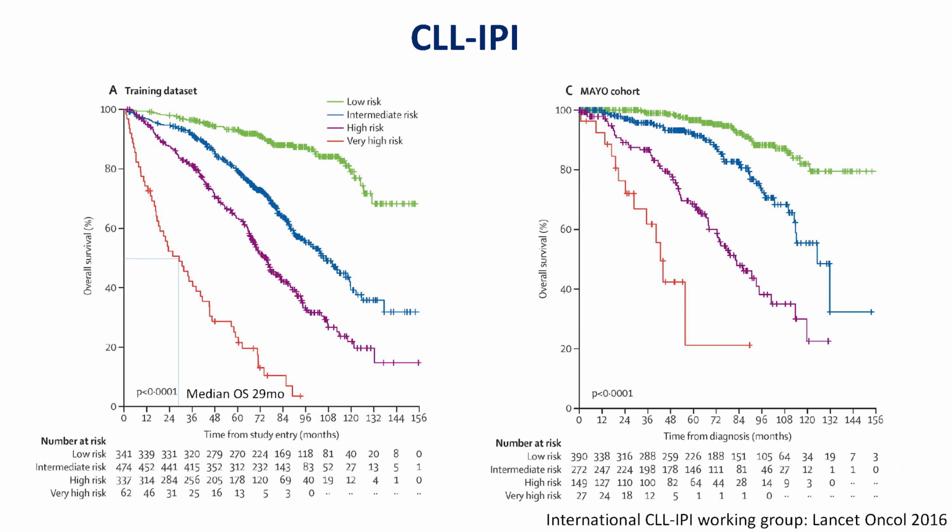These little dots on the curve are patients who are what we call censored. So they have not yet experienced the event, and the place on the curve represents how long they've been observed for. Does that make sense? Okay.